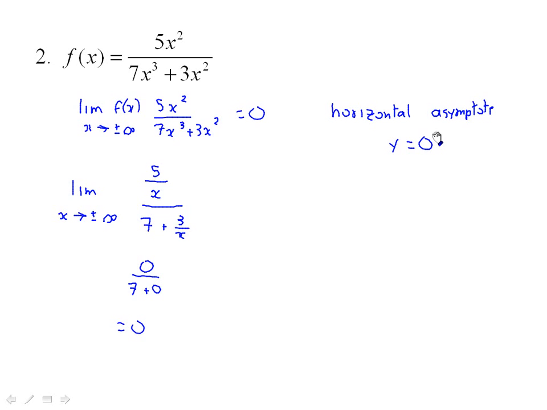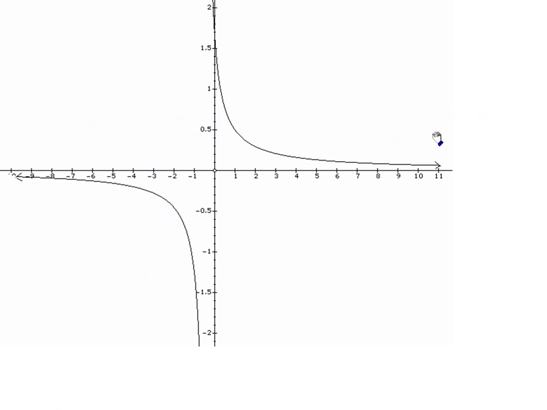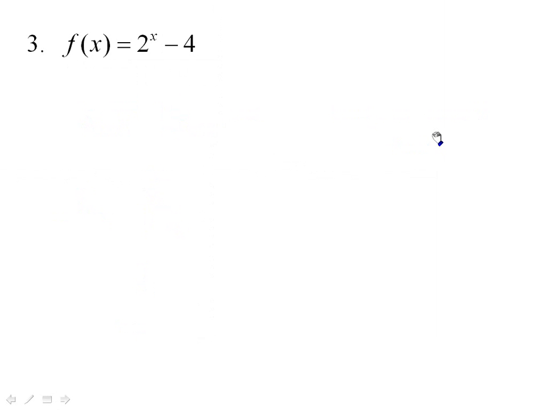And in fact, you might recall that when the power on the denominator is larger than the power on the numerator, that's always going to be the case. And here's what our graph looks like now. So let's try some more. So f of x is equal to 2 to the x minus 4.